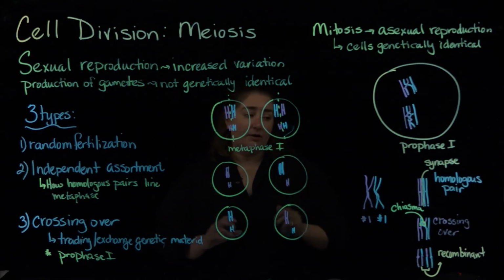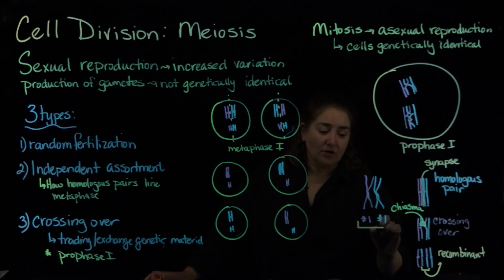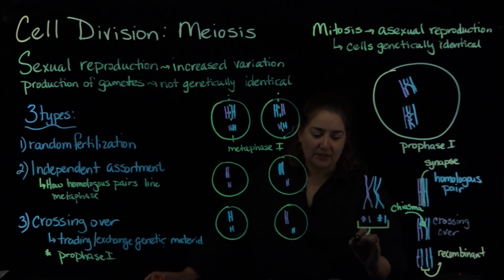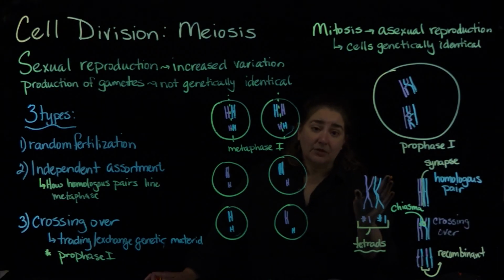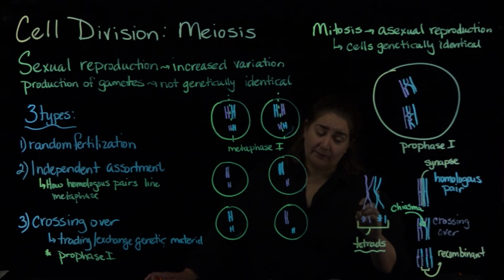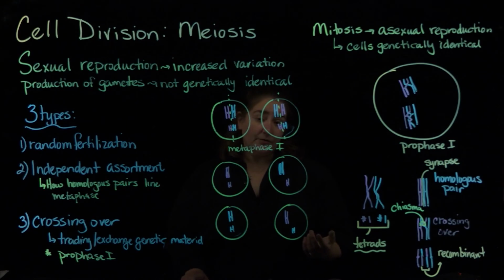And those homologous pairs, you will also often see referred to in textbooks as tetrads. I haven't used that terminology with you yet, but that is the correct terminology to describe what's happening during meiosis 1. You've got the tetrads. You're talking about the homologous pairs that are lining up and matching up during the process of meiosis 1. So those are going to be tetrads. Hopefully that makes sense.